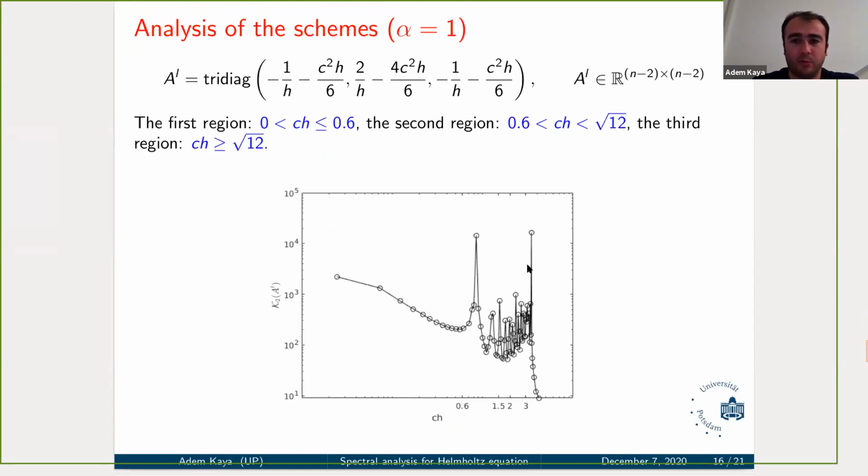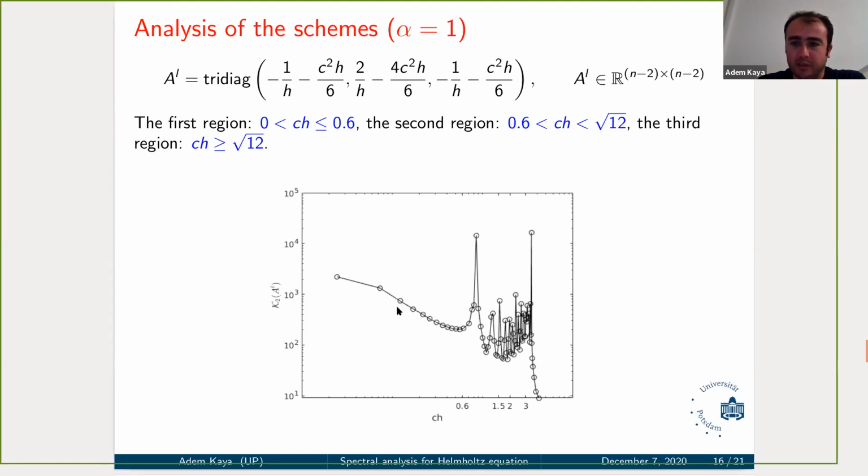So when alpha is one, the finite difference scheme is equivalent to the linear finite element discretization in one space dimension. Here I omit the details. Again, we have three different regions. The first region is between 0 and 0.6. The second region is between 0.6 and square root 12. And the third region is when CH is greater than or equal to square root 12.